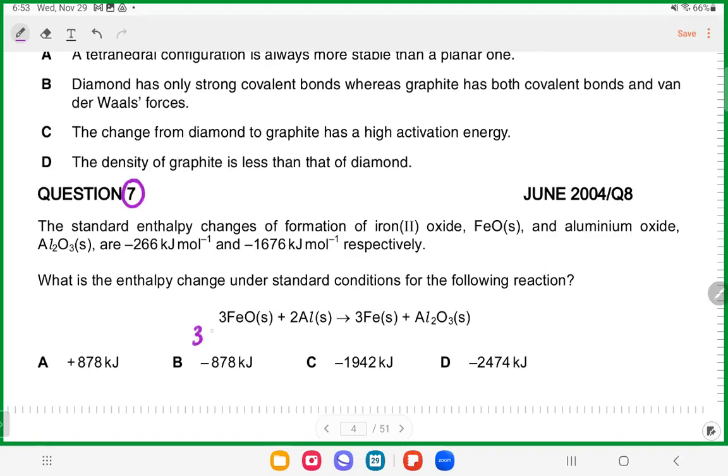Because the value of element aluminum and iron is 0, and this one is minus 1676. तो अब आप कर क्या रहे हैं? प्रोडक्ट माइनस रिएक्टेंट कर रहे हैं, है ना? बिकॉज द डेटा ऑफ फॉर्मेशन इज गिवन. क्लियर? दिस इज द एंथैल्पी चेंज ऑफ फॉर्मेशन इज गिवन. तो प्रोडक्ट माइनस रिएक्टेंट कीजिए और बताइए आंसर क्या आ रहा है. आंसर इज बी. ठीक है, डन.